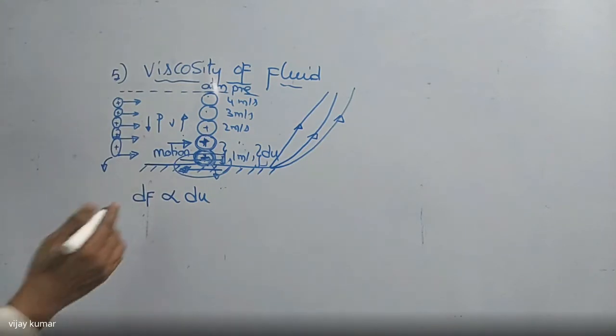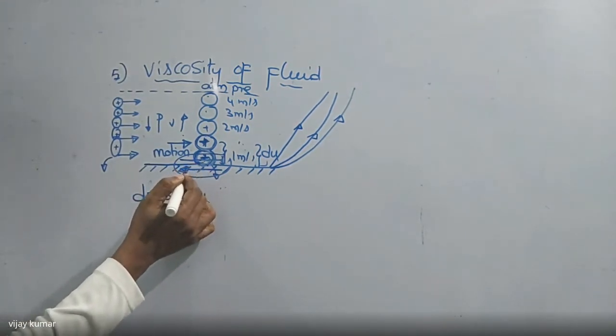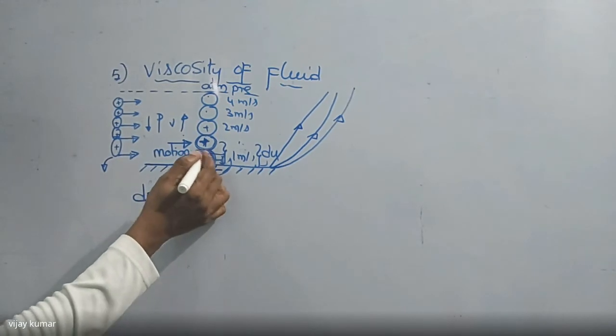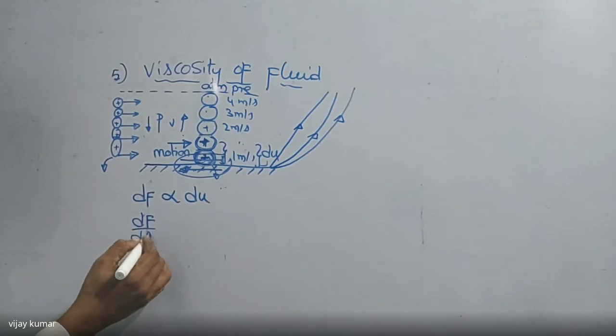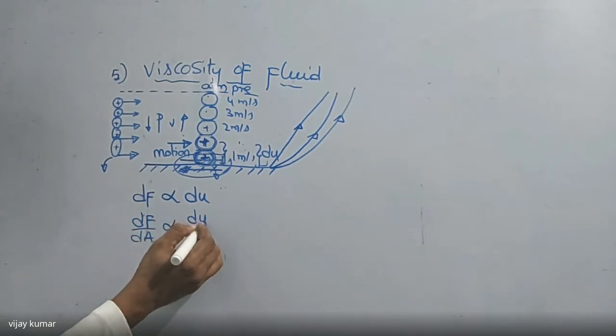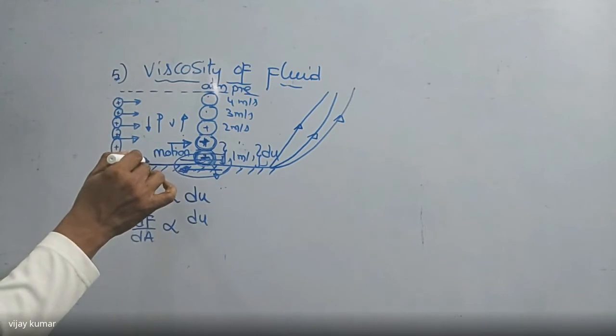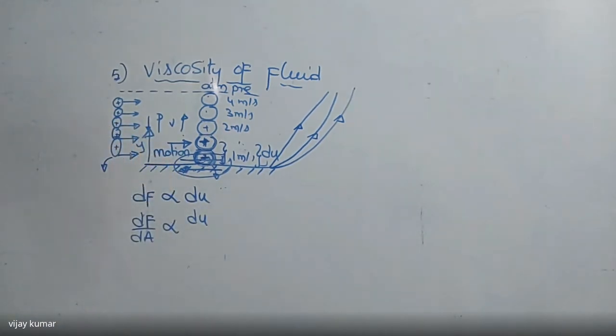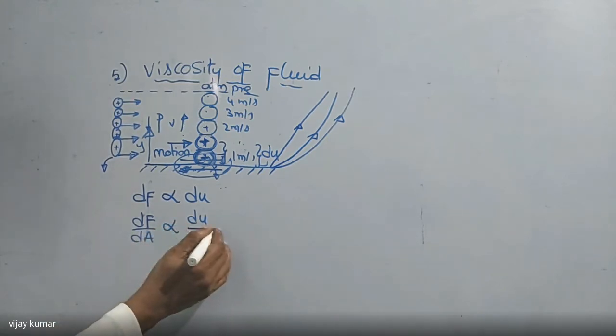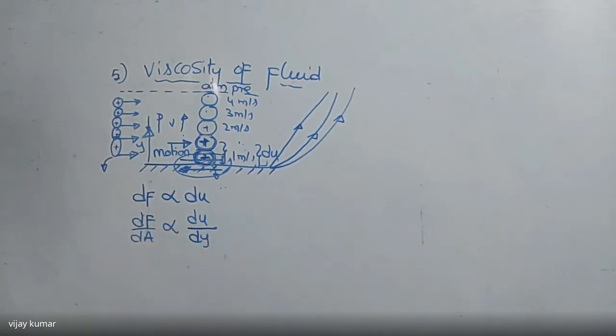Right? This force must be acting on some area, so I'm going to divide by this area: dF by dA is directly proportional to du by dy. The velocity varies in which direction here? Y direction. So the velocity changes with respect to dy. The velocity varies with respect to which direction? Y direction.